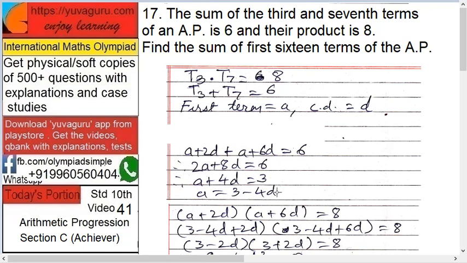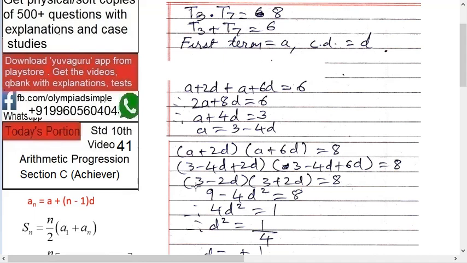Okay. Now put this value of A in here. First, what have we done? We have taken the sum and solved it. Now put the value which we get in the product. How do we write the product? T3 into T7 means A plus 2D into A plus 6D equals 8, right? Getting it? So put the value of A now. Therefore, 3 minus 4D plus 2D into 3 minus 4D plus 6D equals 8. Solve this. That is 3 minus 2D into 3 plus 2D equals 8.